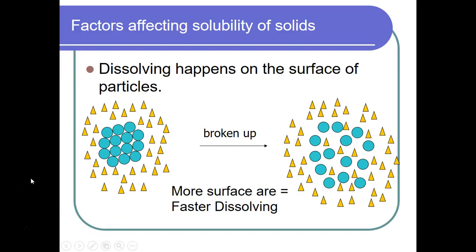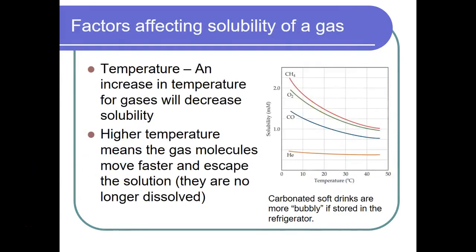Now for the next things we're going to talk about, this is factors affecting solubility of a gas. And if you notice, they're a little bit different than the way solids behave, so it's important to make note of how they're different. And the first way is temperature. If you look at the graph on the right, you can already see for the solubility curves that this is different than what we've seen on the other graphs. For all four substances here, as temperature increases, the solubility is actually going to decrease.